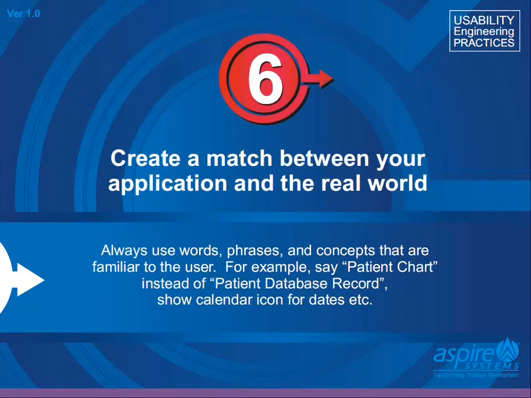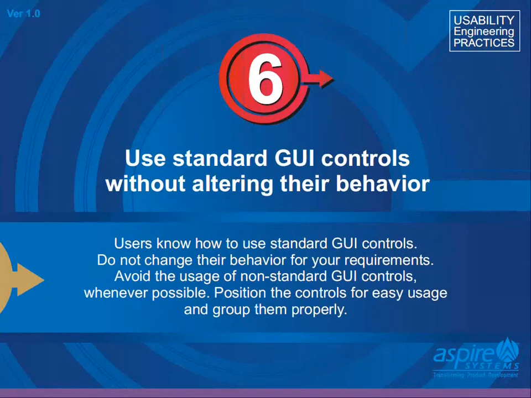Create a match between your system and the real world. Usage of words, phrases, and concepts that are familiar to the end user can bring intuitiveness to the application. For example, patient chart is a better term compared to patient record. Similarly, usage of symbols and icons like date, edit, save, etc. can also help.